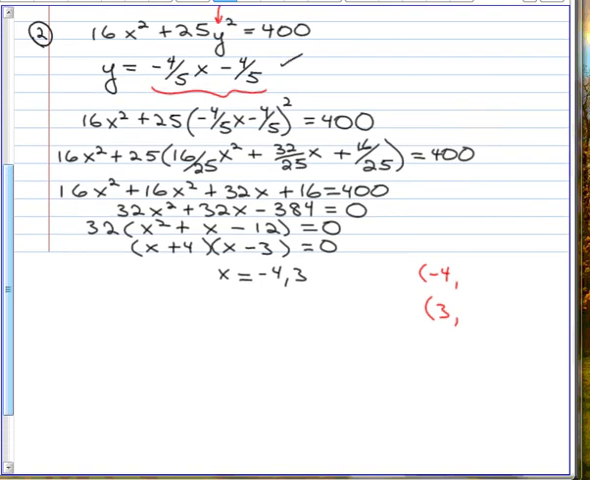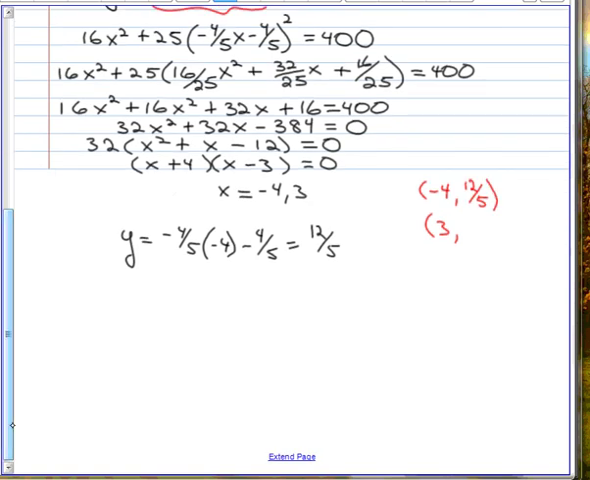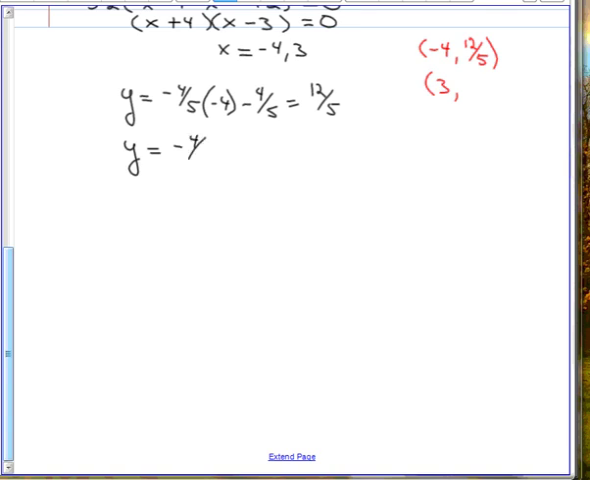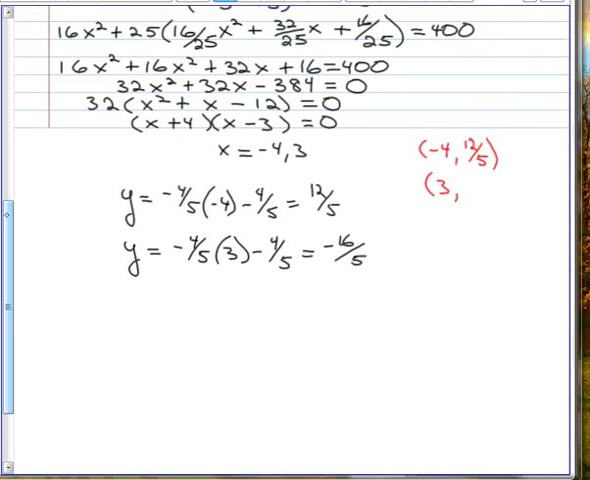And we'll use that nice equation where y equals negative 4/5 times negative 4 minus 4/5. 16/5 minus 4/5 is 12/5. So when we substitute in the negative 4, we got 12/5. When we substitute a 3, y equals negative 4/5 times 3 minus 4/5. Well, that's negative 12/5 minus 4/5 more. Negative 16/5. Despite these fractions, they really set it up so it was easy to do.